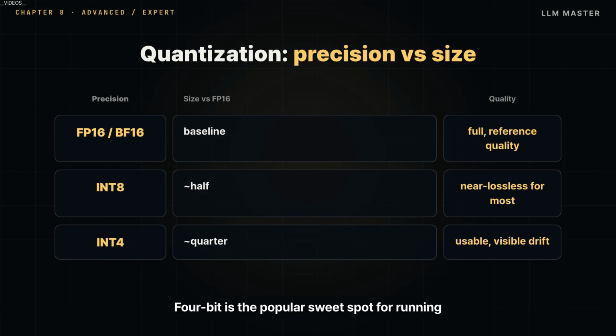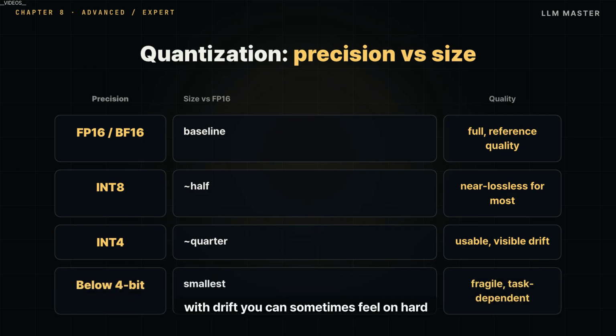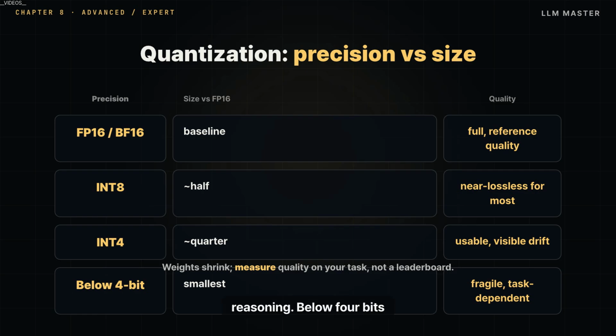4-bit is the popular sweet spot for running locally, good enough for most work, with drift you can sometimes feel on hard reasoning. Below 4 bits, quality gets fragile and highly task-dependent. The rule that saves you: the size numbers are predictable, but the quality hit is not. Always measured on your own task, not a generic leaderboard.